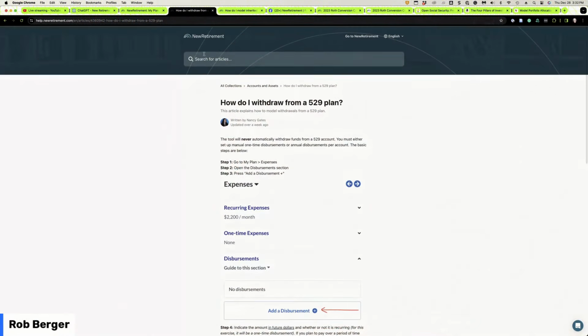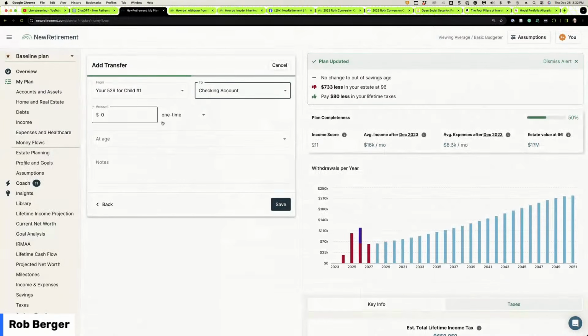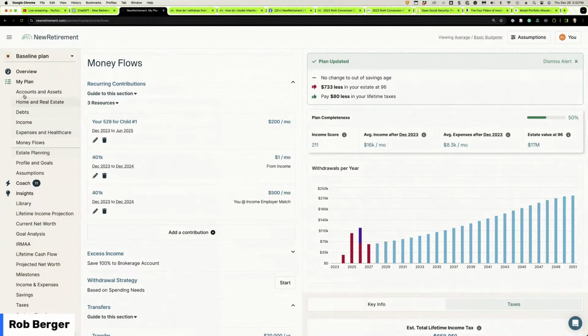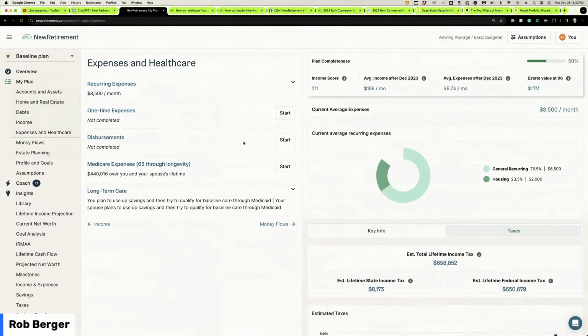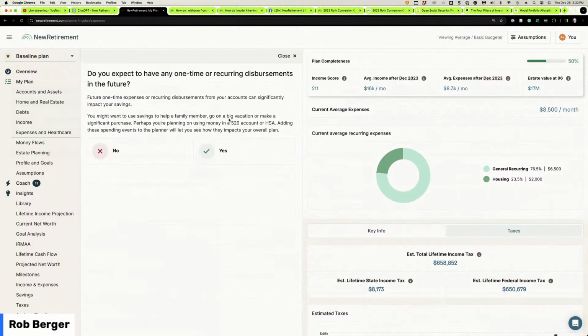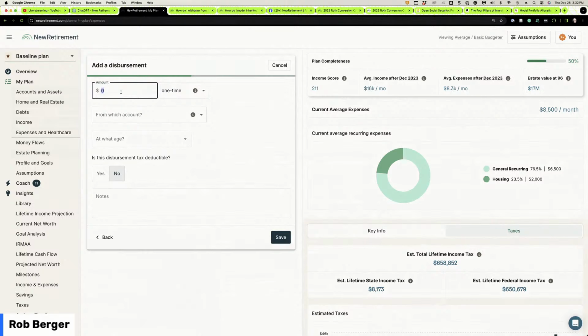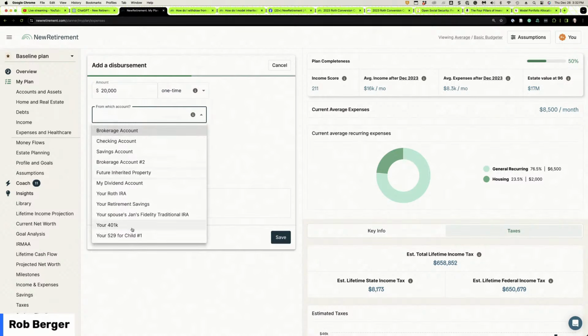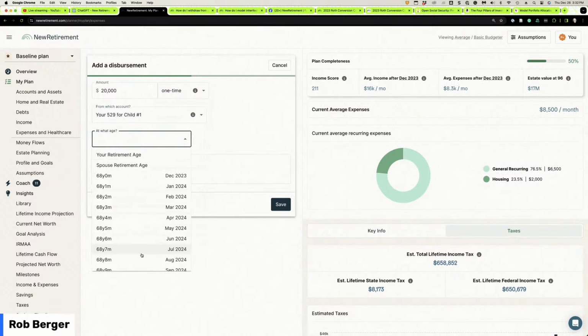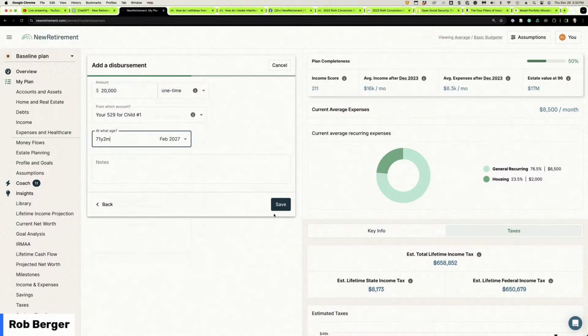Ah, there is. I went to New Retirement Help, and good old Nancy has the answer. The way you can do it is not with the transfer. Go to expenses, go to disbursements, 529 accounts or HSAs. So we'll just say you're going to disperse $20,000. I'm kidding myself if I think that's what a college education costs for a year. We'll just say one time, from which account, 529, at what age, notes, there you go.